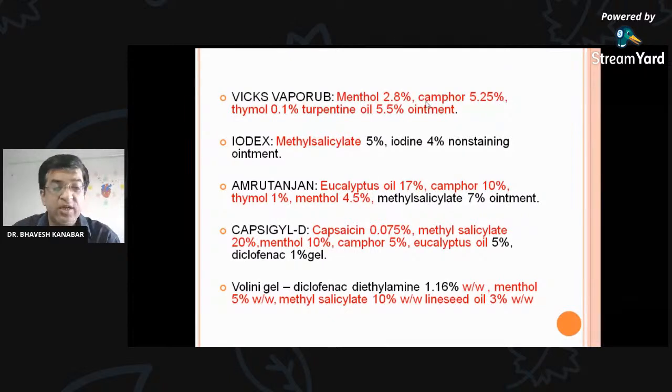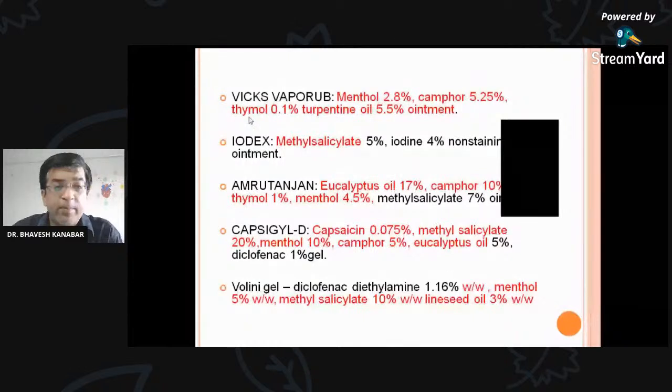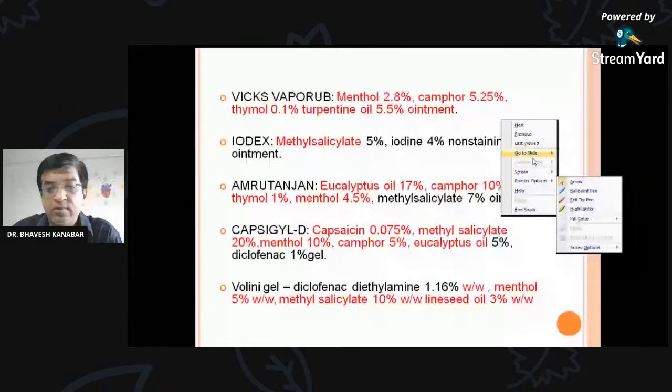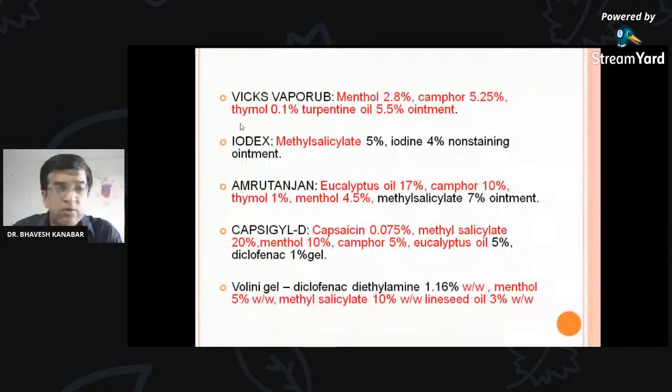Vicks Vaporub contains menthol, camphor, thymol, and turpentine oil. Iodex contains methyl salicylate. Amrutanjan contains eucalyptus oil, camphor, thymol, and menthol. Capsigel contains capsaicin, along with methyl salicylate, menthol, and camphor.